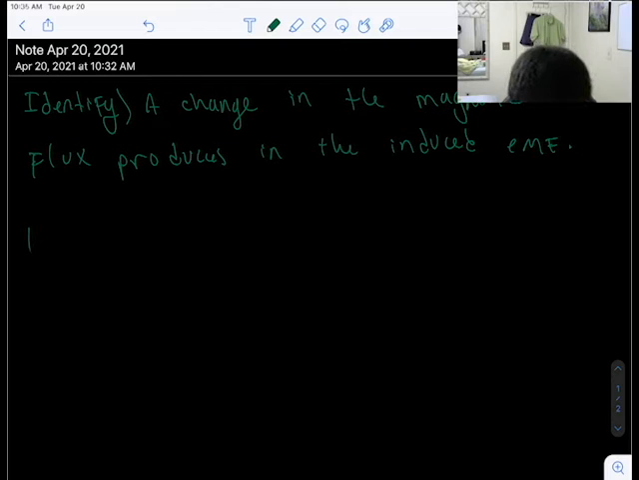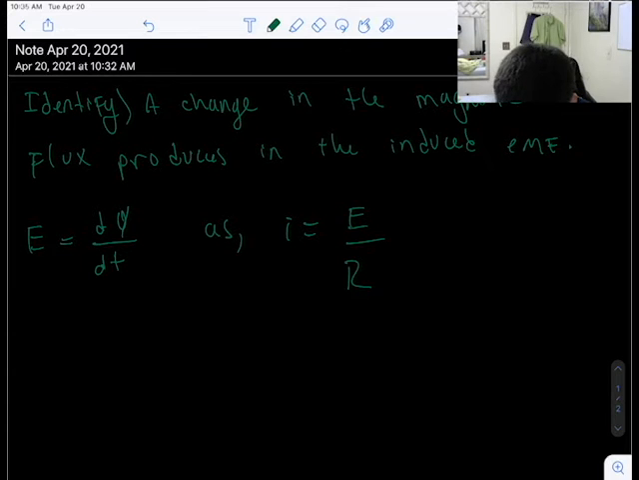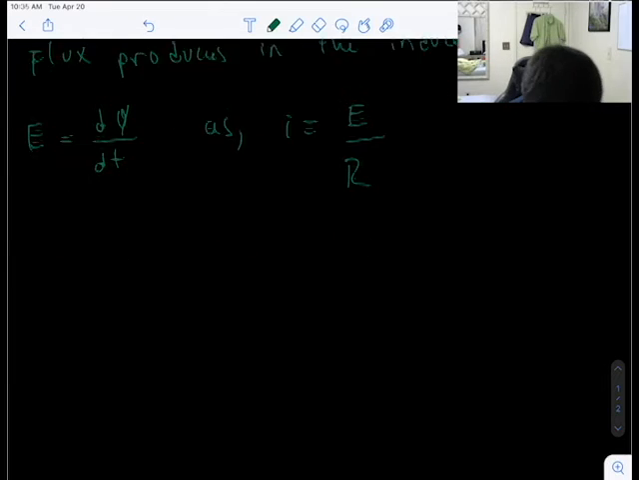So it will be E equals negative d(flux) over dt. Our induced current is given as I equals E over R. Okay, now let's execute it.